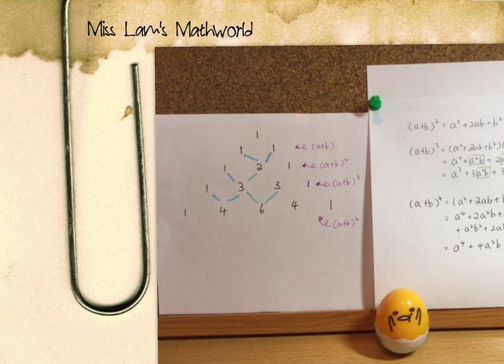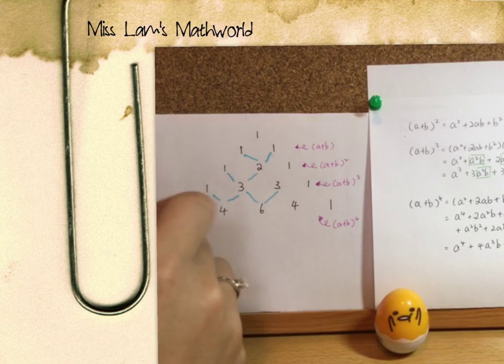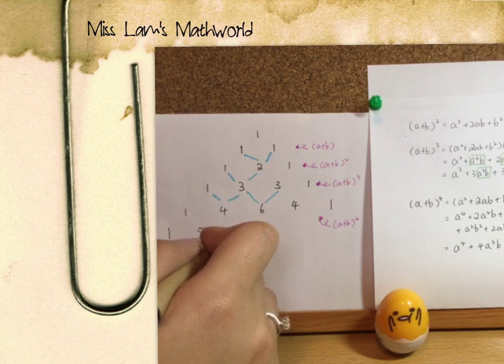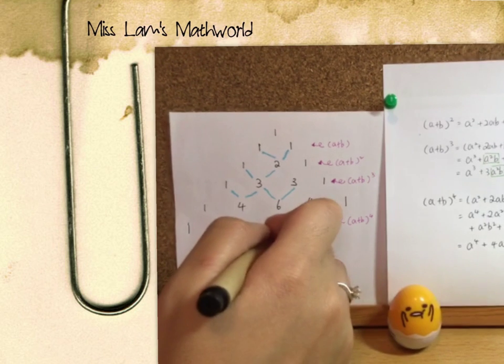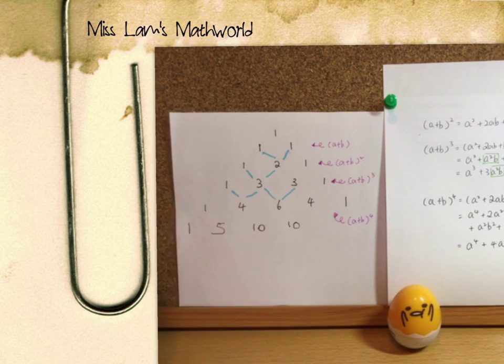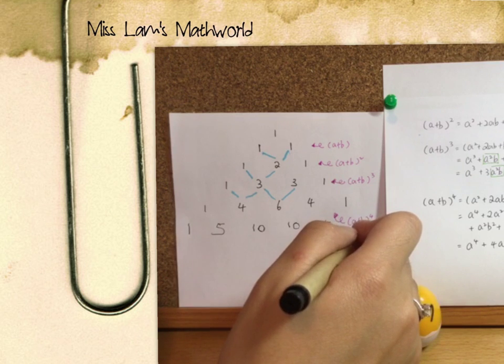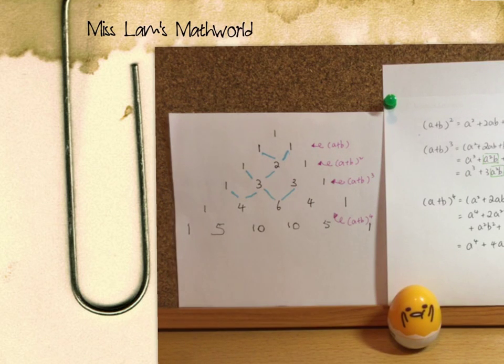So you can find (a + b)^5 easily. How can you get it? It's like this. Put a 1 here. Then you write 1 plus 4 is equal to 5, and 4 plus 6 is equal to 10. Again, 6 plus 4 is equal to 10, then 4 plus 1 is equal to 5, and lastly, the 1 at last. So you can form (a + b)^5.